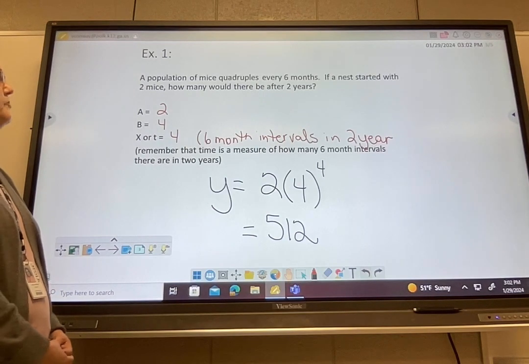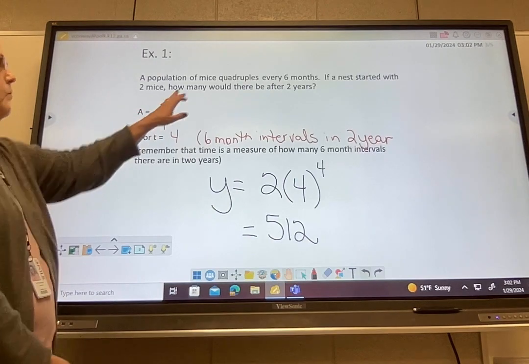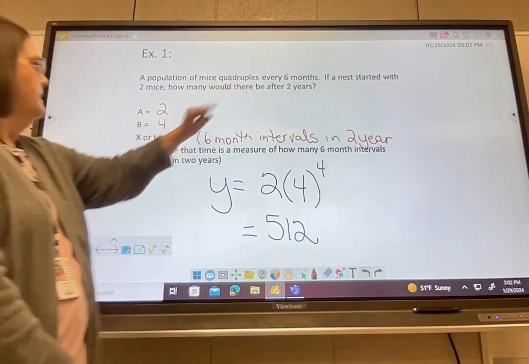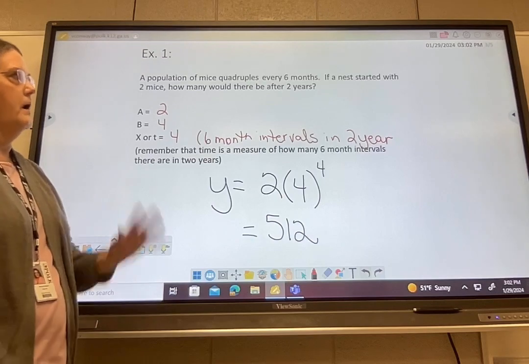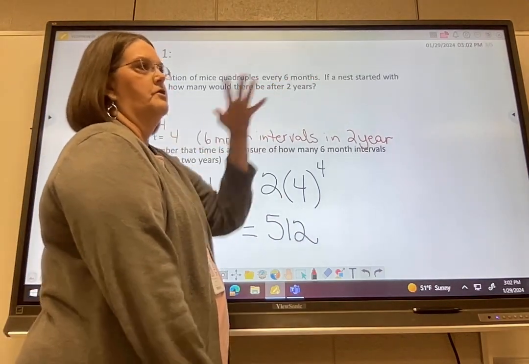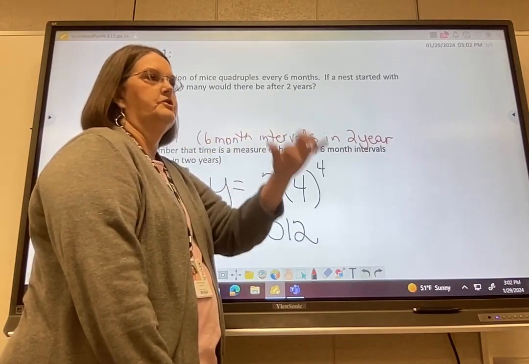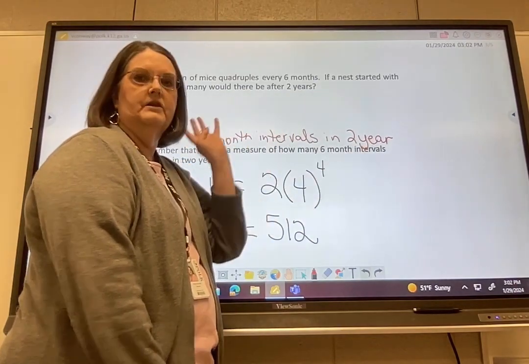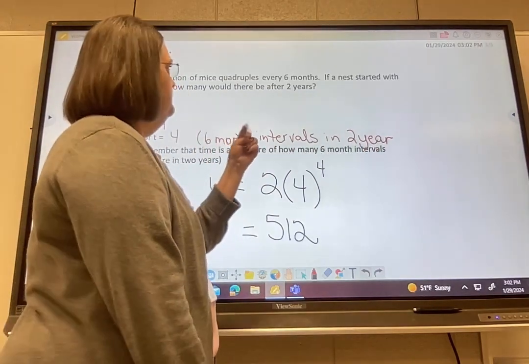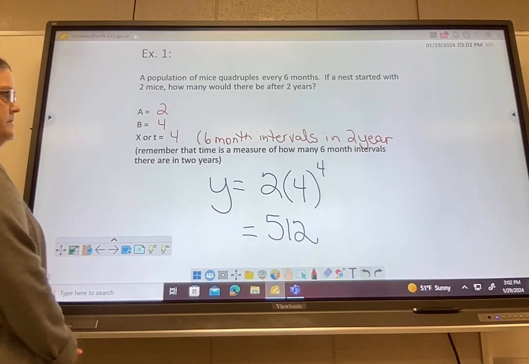Okay, so your initial amount, you started with 2 mice. Your base, quadruple means 4. And then your time. All right, how many 6-month intervals do you have in 2 years? You have 4. So from January to June is 6 months, and July to December, that's a year, that's another 6 months. So 2 per every year. So there's 4.